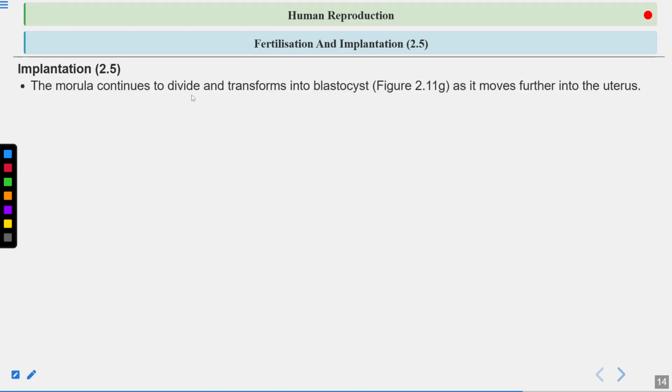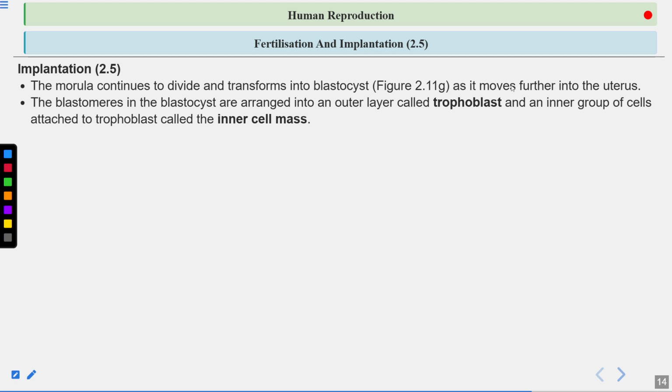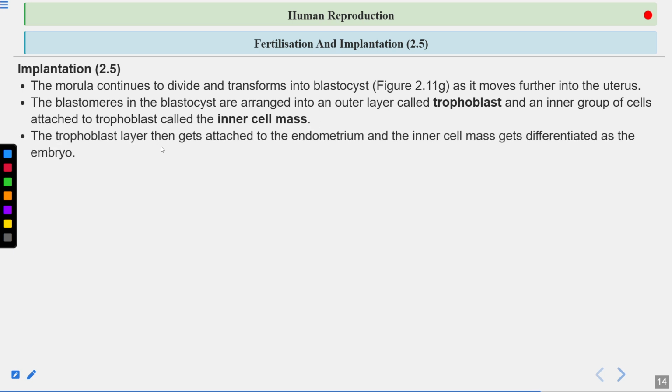Now, the morula continues to divide and transforms into a blastocyst as it moves further into the uterus. The blastomeres in the blastocyst are arranged in an outer layer called the trophoblast and an inner group of cells attached to the trophoblast called the inner cell mass. The trophoblast layer then gets attached to the endometrium, and the inner cell mass gets differentiated as the embryo.